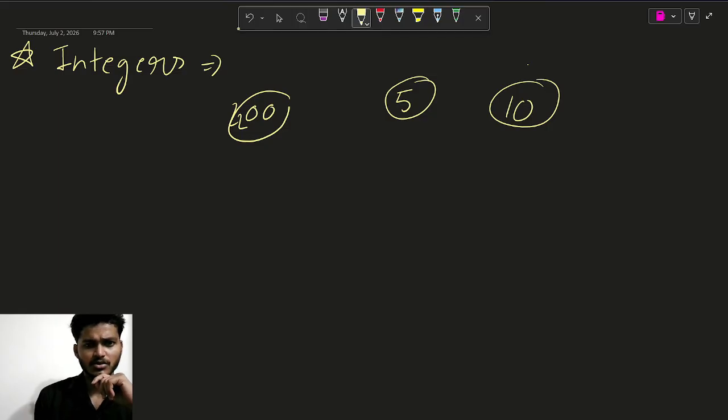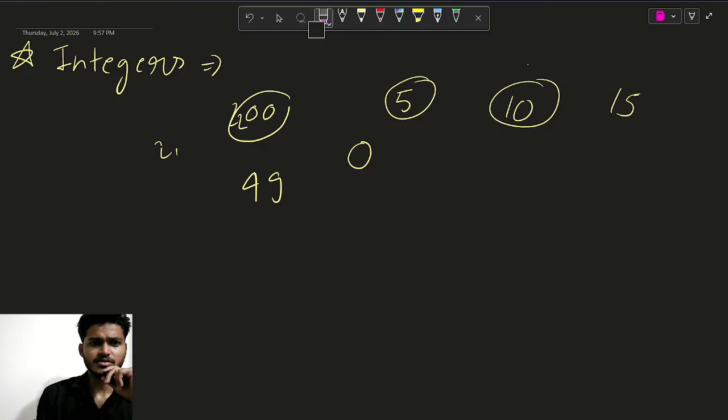And we all know about a number which is 0. So these numbers are positive: this 200, 5, 10, 15, 21, 49, all these numbers are positive, and there is a number 0. So these are nothing but integers, and there is one more type of integers which we are going to see today. Now let's understand integers properly.